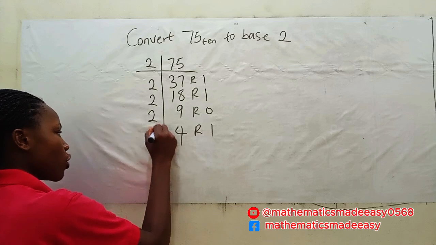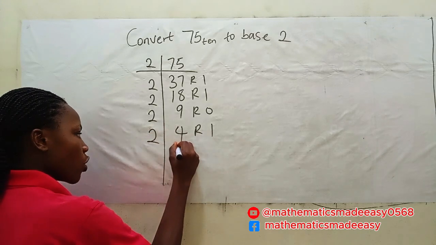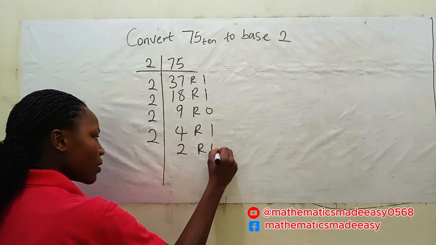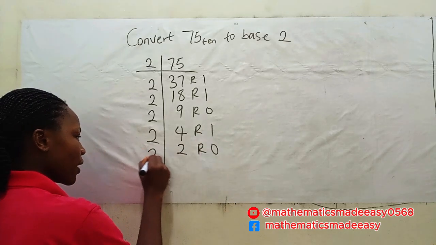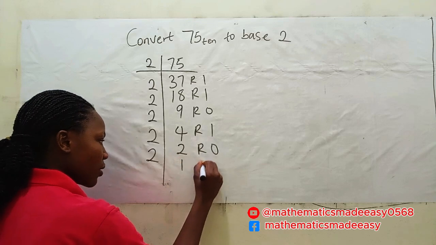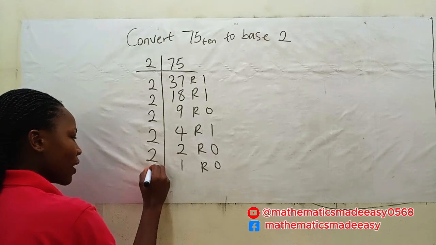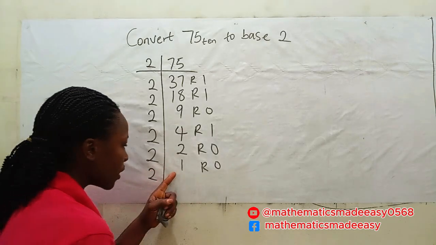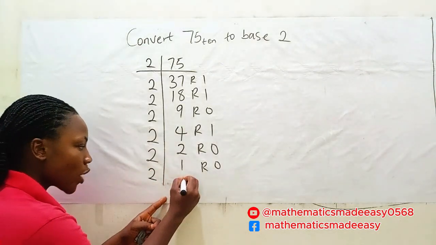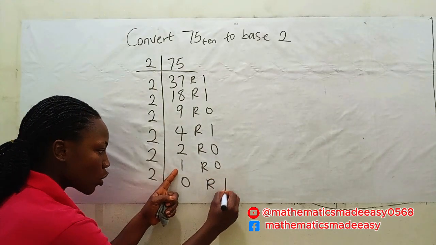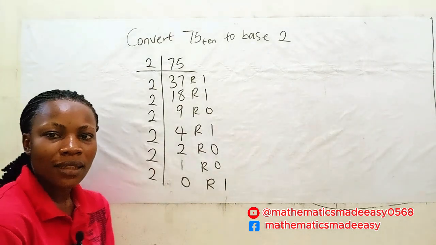We will still divide by 2. Here we're going to have 2, remainder 0. We divide again, 1, remainder 0. We divide again.